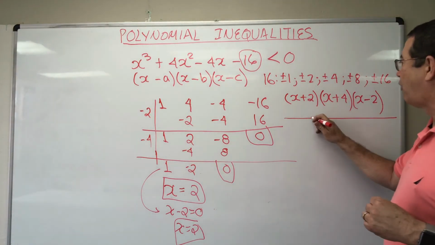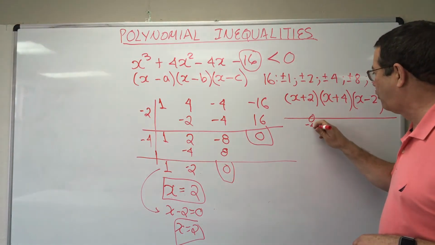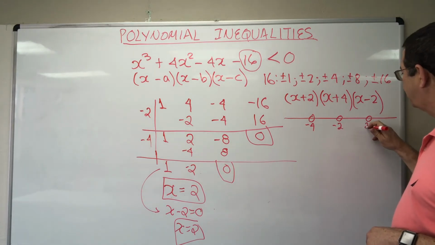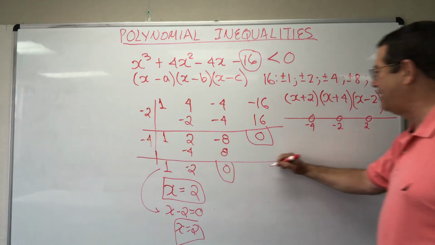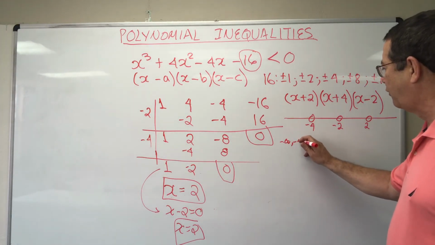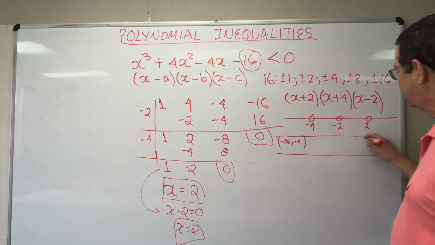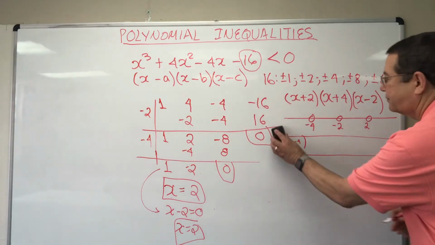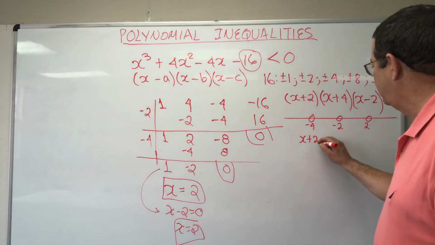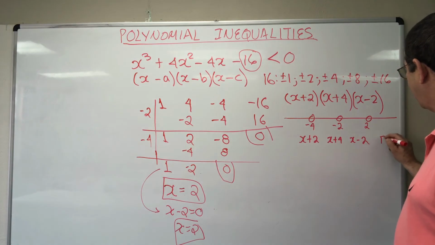The first zero is negative 4, because you don't have an equal sign, it is open. Open negative 4, open negative 2, and open 2. Now I have to create my table, negative infinity to negative 4 open. Let me erase this. I have x plus 2, x plus 4, x minus 2, and the final answer.